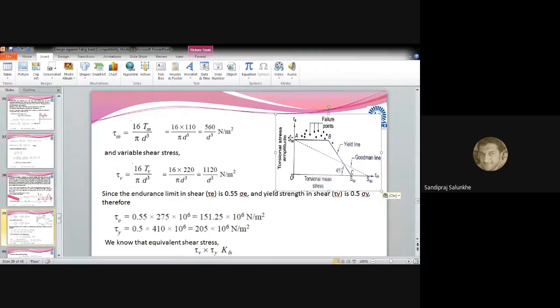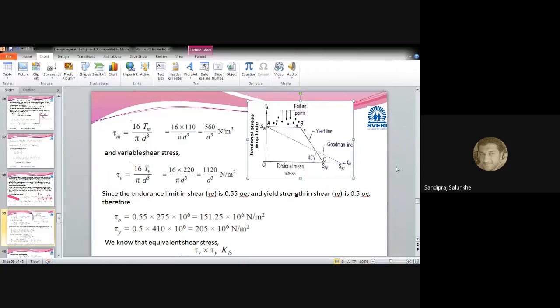So this diagram, which we are going to refer to for torsional shear or shear stress, is basically for shear stress, because torsion is going to create shear. So this line is going to become the Goodman line. This line is going to become the Soderberg line. Okay. And this modified Goodman diagram is shown in this figure.